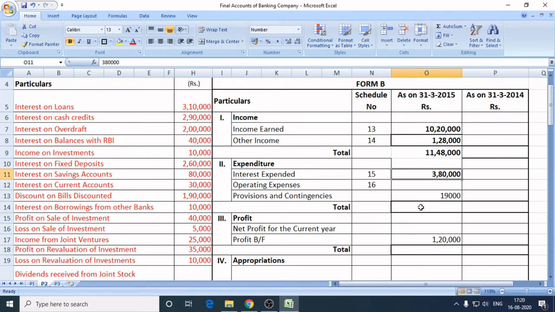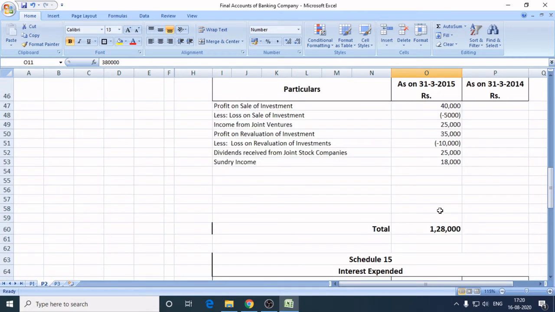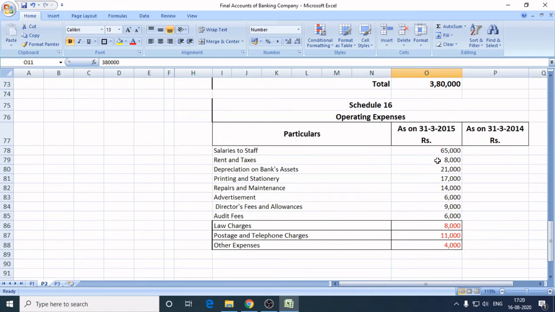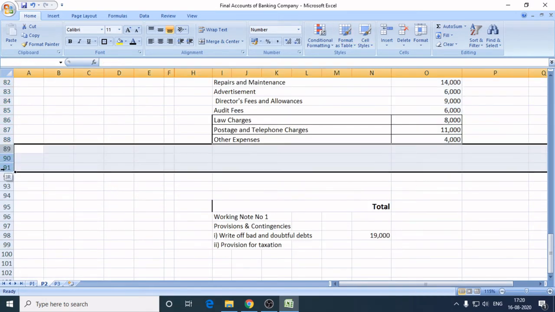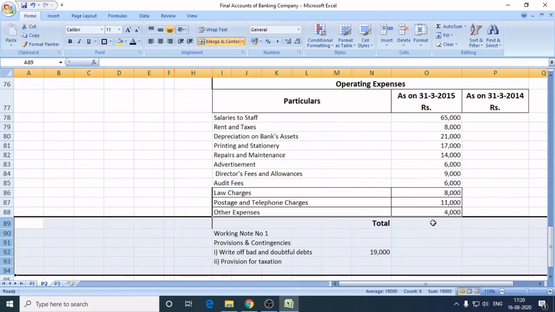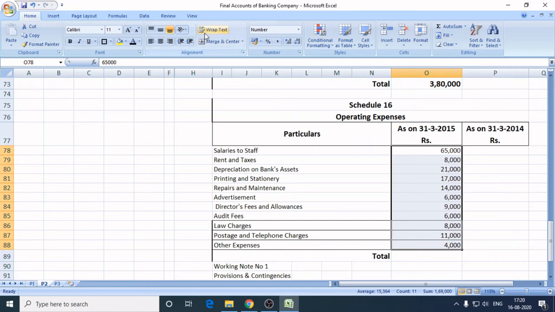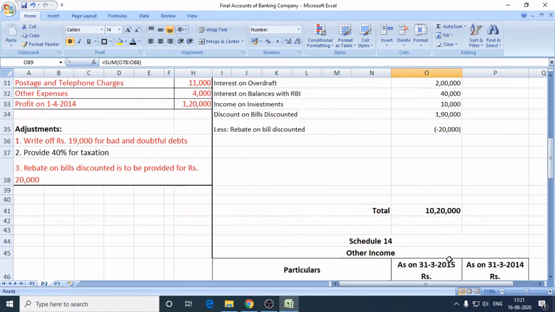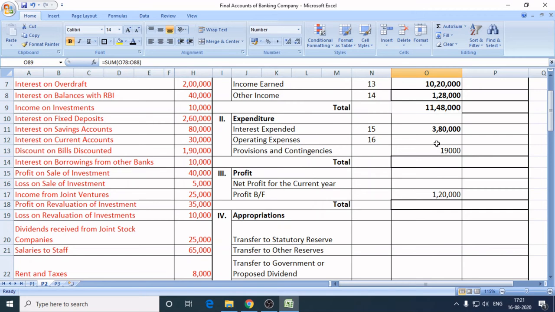Now the next is to make an addition of operating expenses. The total of operating expenses is rupees 1,69,000. So this 1,69,000 I'll carry forward and mention that figure here in form B, next to schedule number 16. 1,69,000.